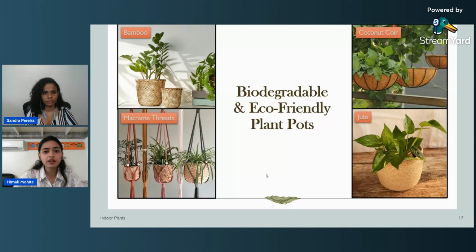Then, just like woolen threads, we can have macrame threads, plant holders, which we can specifically use for hanging plants to suspend them in the air. Then we have jute plant pots. So all these biodegradable and eco-friendly plant pots provide good aeration and drainage to the plants.